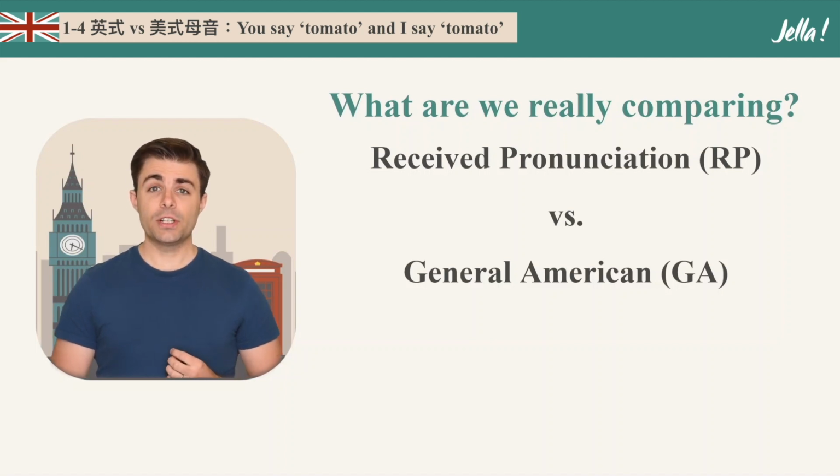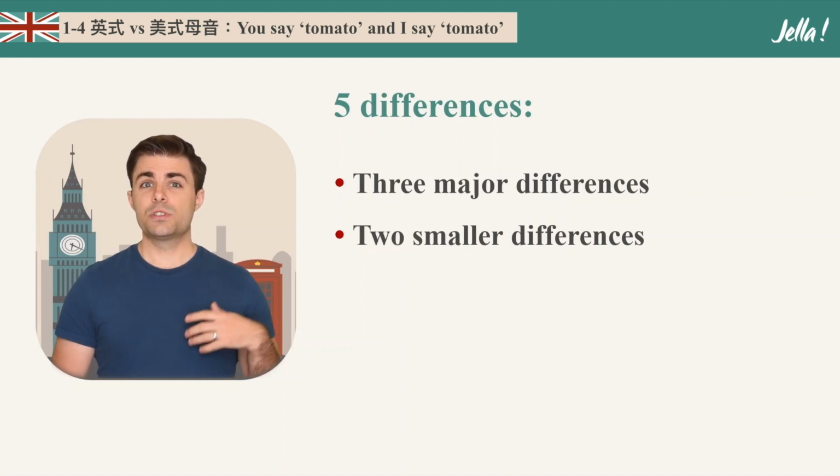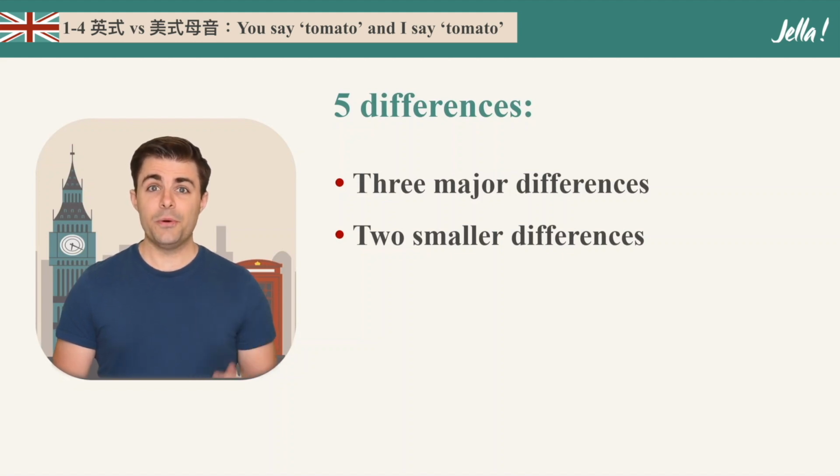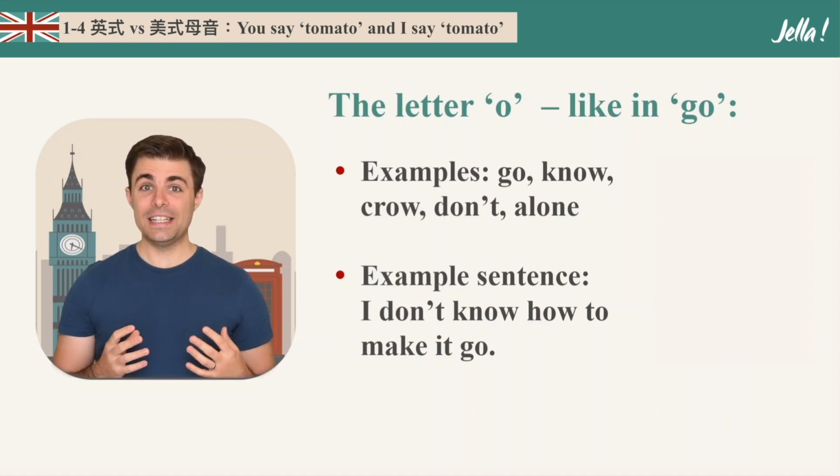Right, so let's have a look at the differences we're going to be looking at in today's class. Now, there are three major differences in vowel sounds between general American and received pronunciation. And you'll hear these all the time. So if you're listening to a British or an American speaker, you'll really be able to notice these differences very frequently. We're also going to look at two smaller differences that you'll hear far less often, but are still useful to know. Okay, so our first vowel is the letter O, particularly how it's pronounced in words like go.